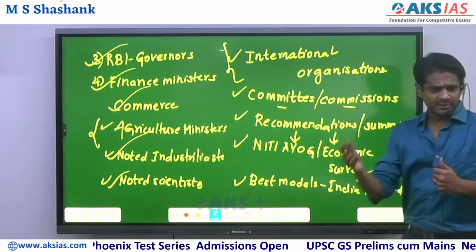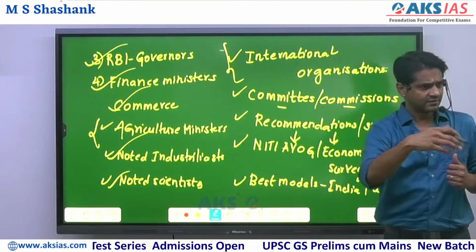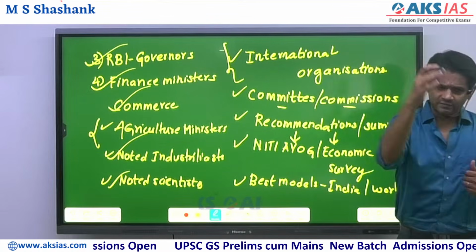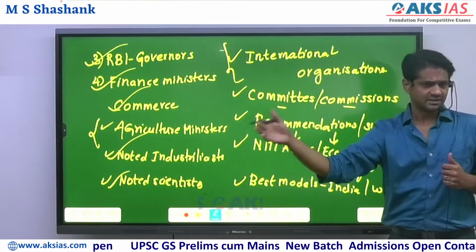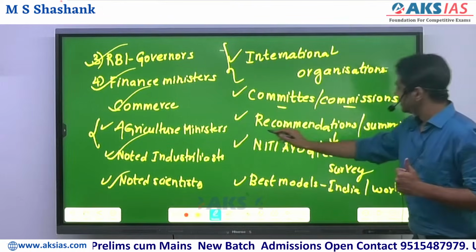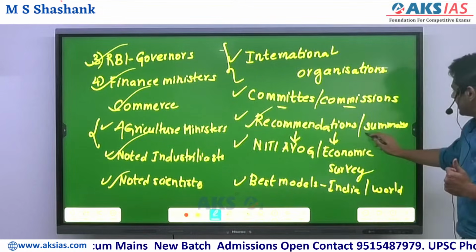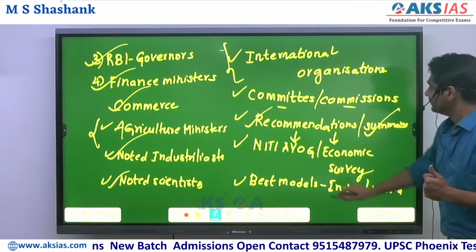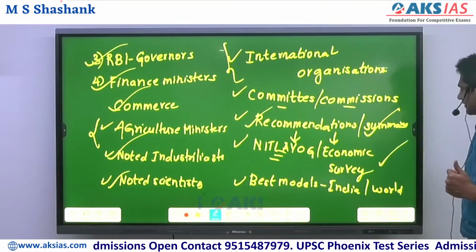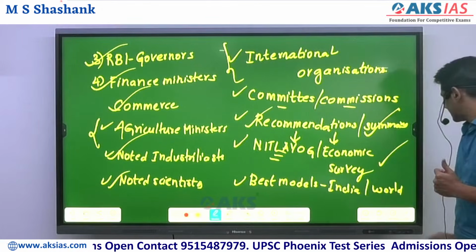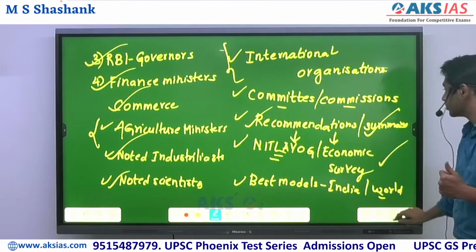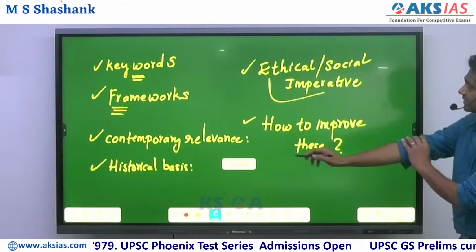Like for PPP there are committees, there are commissions. For MSP there are committees, commissions. For PDS there are committees, commissions. For investment models there are committees and commissions. For everything there will be some committees or commissions doing their job. Know about them, know their recommendations, if not in very detail, at least in a summary manner. Read those recommendations given by Niti Aayog or the economic survey on those specific topics. Best models in India, world, the economic survey often gives these best models, or you can also source it from Yojana, Kurukshetra. And keywords are very, very important.